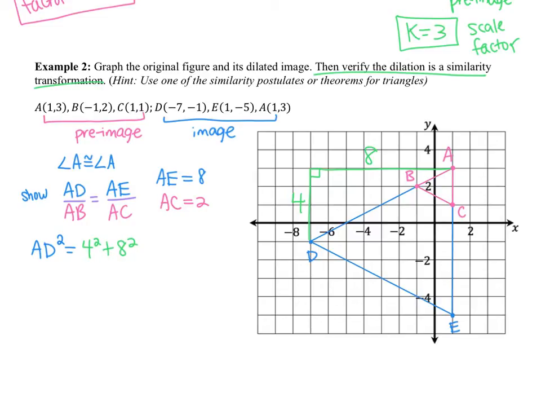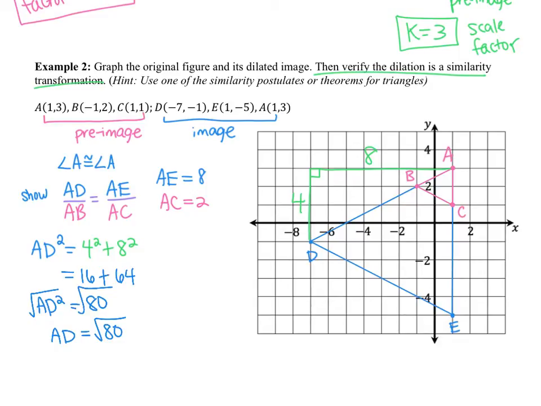And we just solve it. So 4 squared is 16, 8 squared is 64, and 16 plus 64 is 80, which is equal to AD squared. So to find AD, we square root both sides. So we get AD is equal to the square root of 80. We're just going to leave it like that for now.